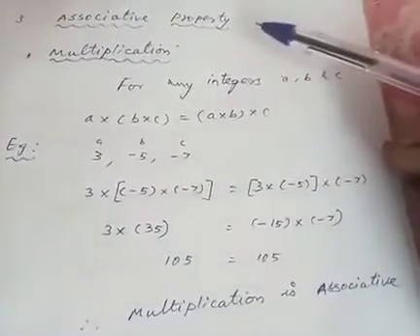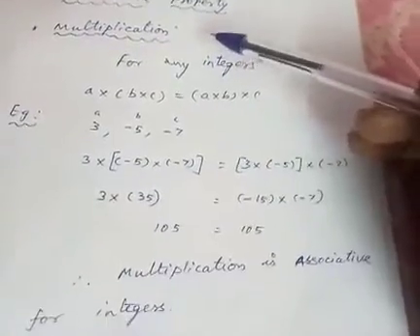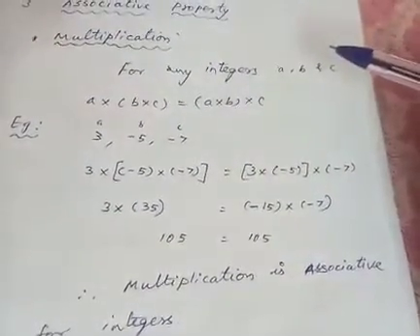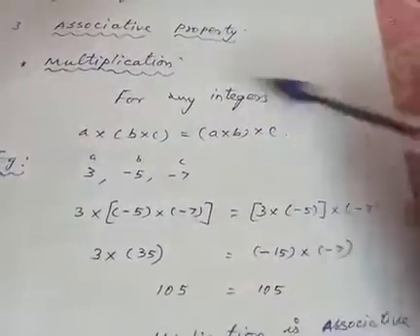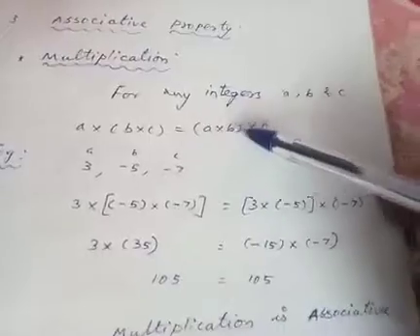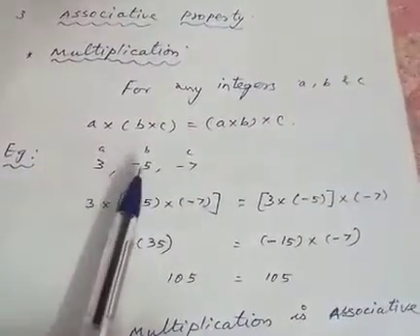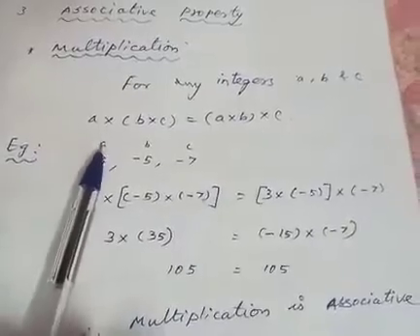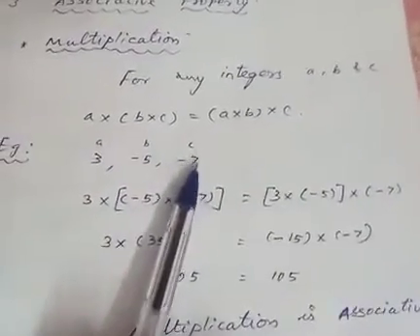The next property is associative property, multiplication. Multiplication is associative for integers. For any integers a, b and c, (a × b) × c is equal to a × (b × c). For example, take any values of a, b and c. So here a value is 3, b value is -5, then c value is -7.